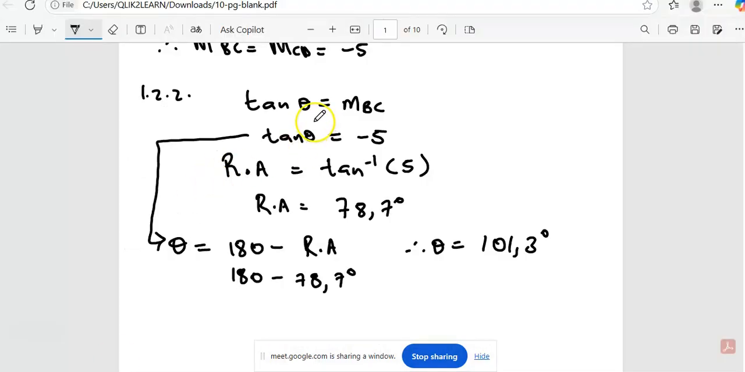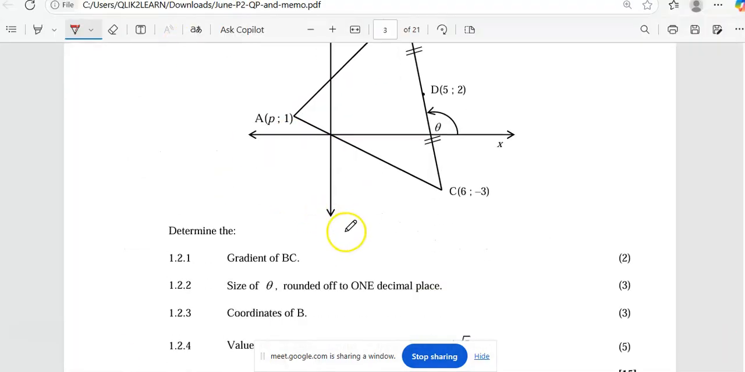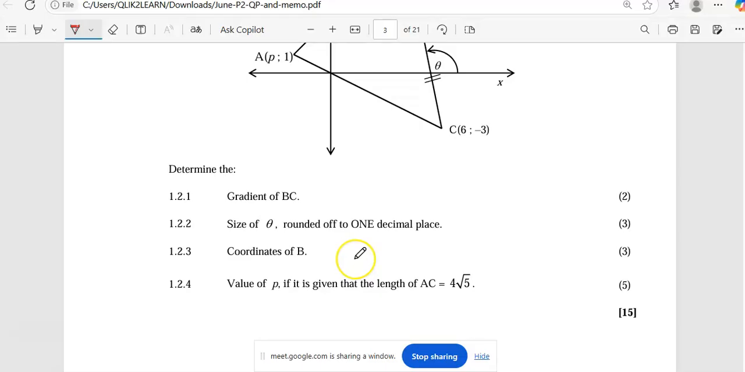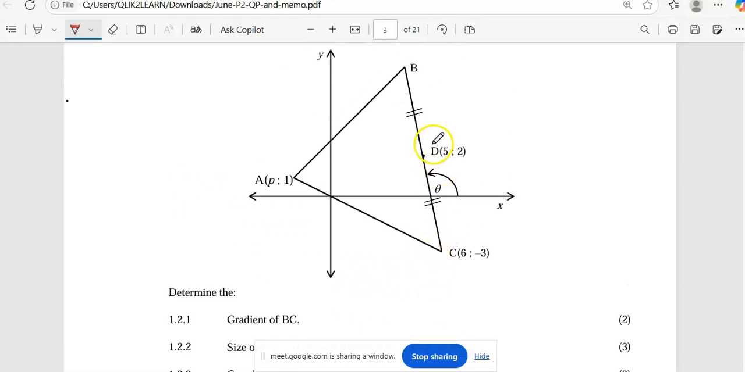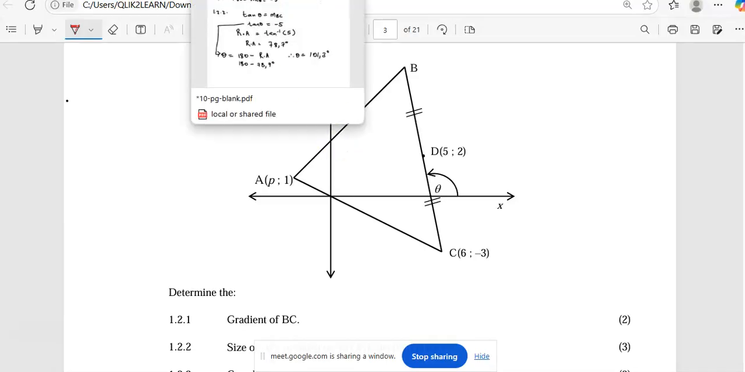We're going to move to the next one, where they want us to find the coordinates of what? The coordinates of B. Guys, remember they told us that D is the midpoint, right? So if D is the midpoint, we can use the midpoint formula to find the coordinates of B.